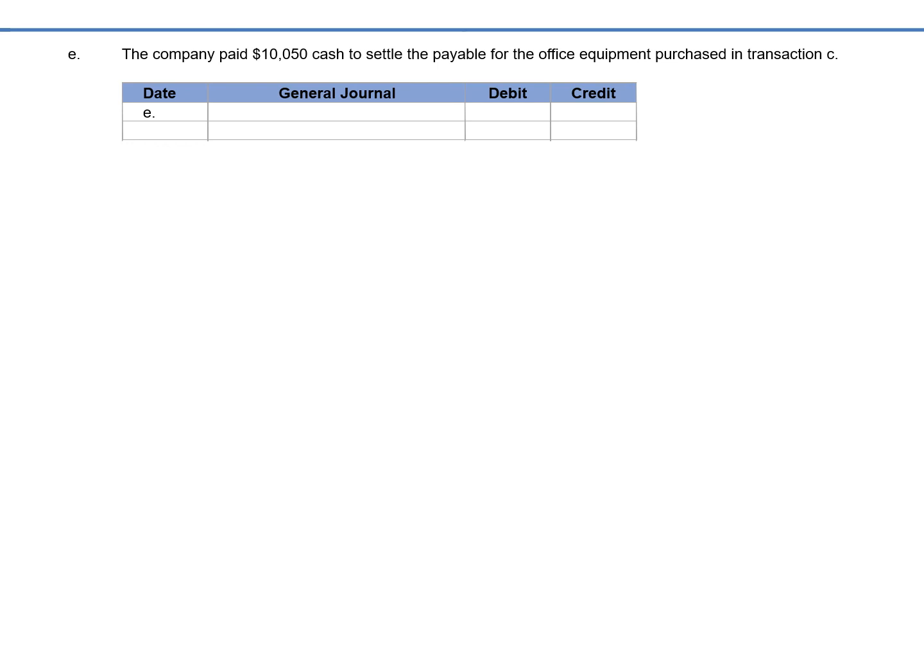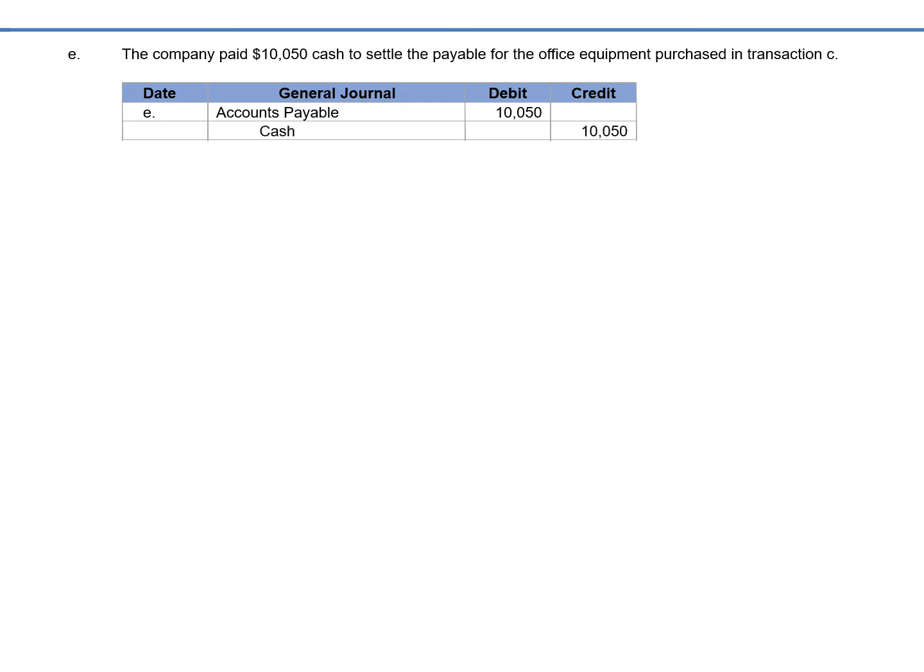Okay, so the company paid $10,050 cash to settle the payable for the office equipment that they purchased in transaction C. So we originally created an accounts payable liability account with a credit of $10,050, and what they're telling you is that they've now paid for that equipment. So we need to reduce our payable, and then we also need to reduce cash. So accounts payable, we're going to debit for $10,050. That's going to reduce our balance. It's a liability. Liabilities are reduced by debits.